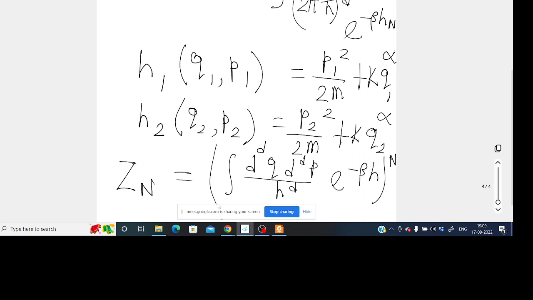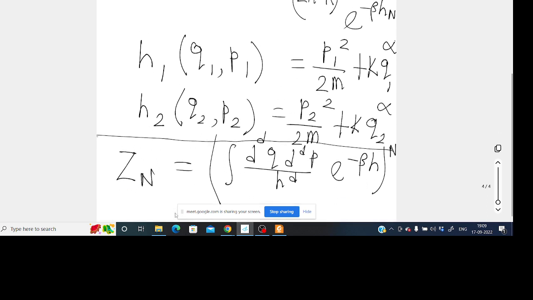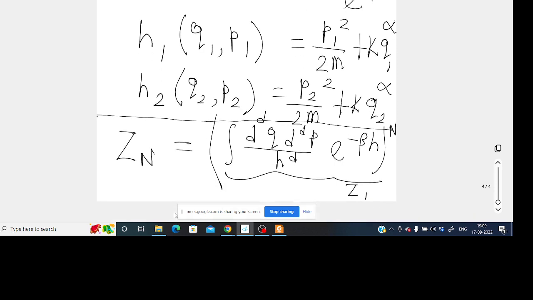To the power n. This is clear, the last step? Yes, sir. Okay, now what is this inside the bracket? This is the single particle canonical partition function for non-interacting particles. So this is equal to Z1, right? Yes, sir.